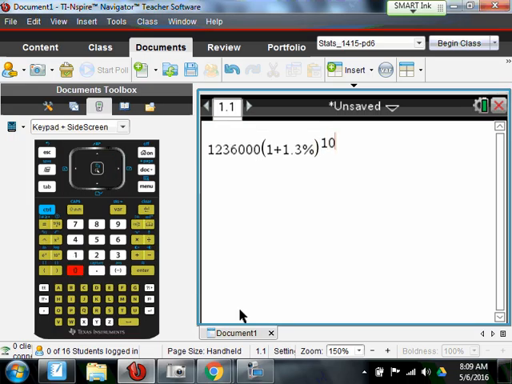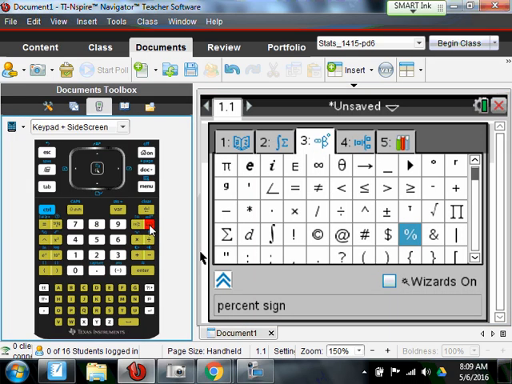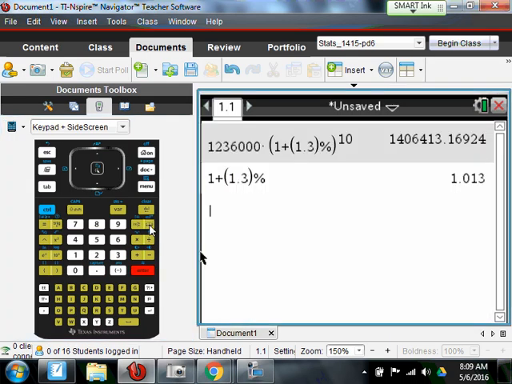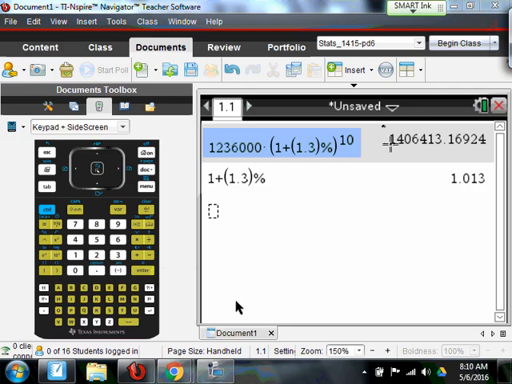To the 10th. Because some of you are going to take 1 plus 1.3% and you're going to mess that up. I'm not saying you suck at changing percents to decimals, but somebody's going to mess that up at one point. So you can actually have the calculator do that for you if you don't feel confident in your abilities. So we're looking at 1,406,413 and change. And we need to talk about the and change today.